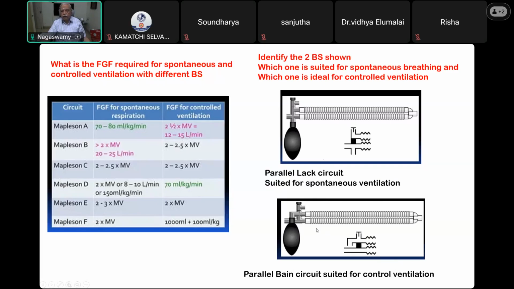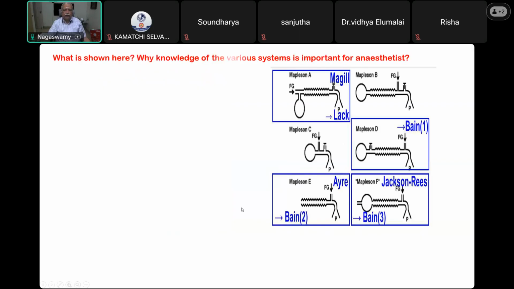So you have the gas delivery close to the patient. This is the inlet, that's the outlet. So this is supposed to be good for controlled ventilation. This is good for spontaneous ventilation. And some of the knowledge of various systems that is important for anesthesia you have to know is Mapleson's classification of various breathing circuits. And these are all semi-closed types.